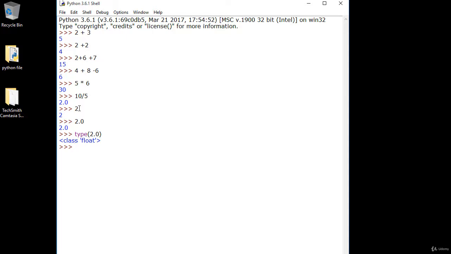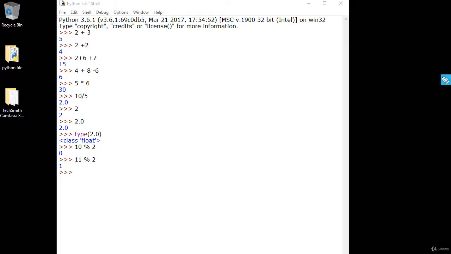Another operator is modulo. This sign is called modulo. What this sign does is give you the remainder. So 10 modulo 2 gives a remainder of 0. But what about 11 modulo 2? It must give 1 because the remainder will be 1. So this modulo sign is very important. Just remember that the modulo sign gives the remainder.